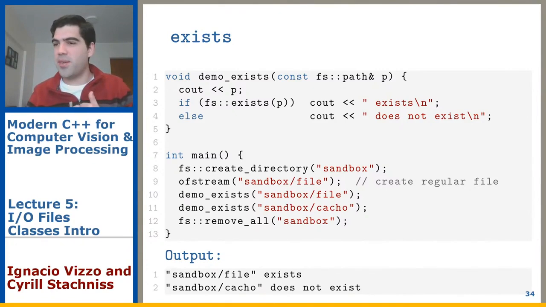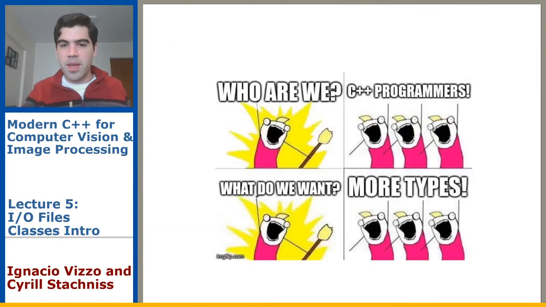All these utility libraries are meant to make your life easier. So good luck with doing this with plain C, or just doing everything by hand. And also, if you read the file system API, like this filesystem exists, it's really English, right? If you don't know the file system library, and then you see this syntax like filesystem exists, then you can guess that you are asking if a particular path in the file system exists. Then it's really easy to use.